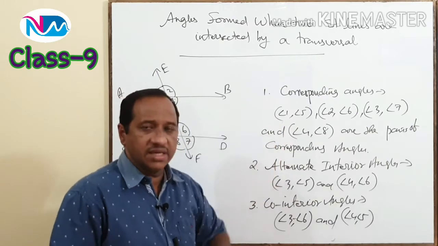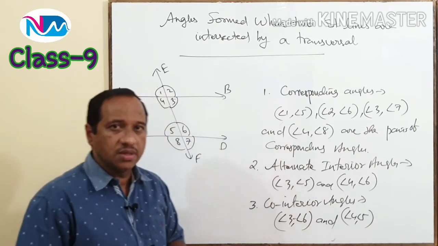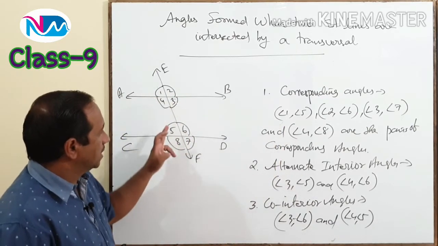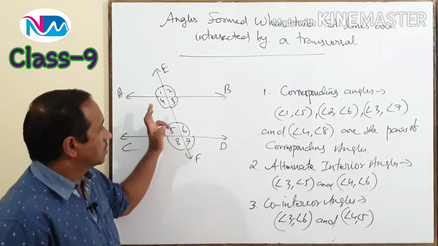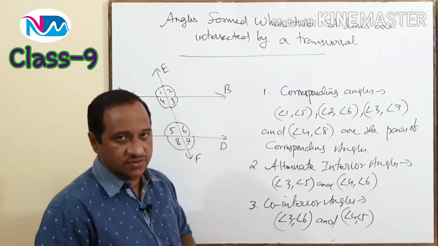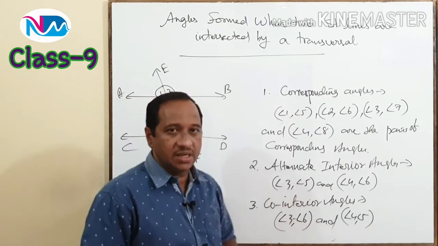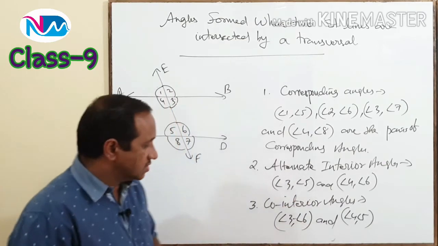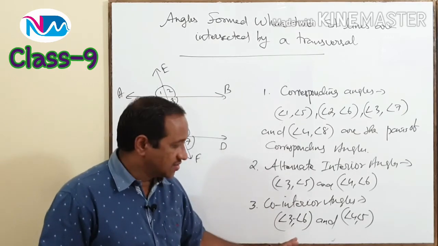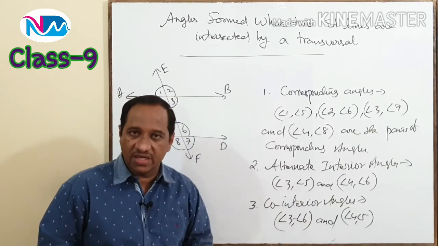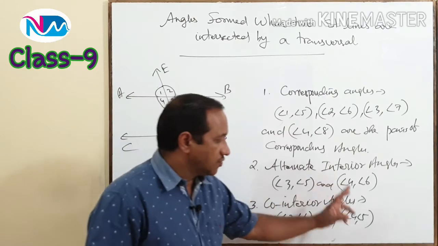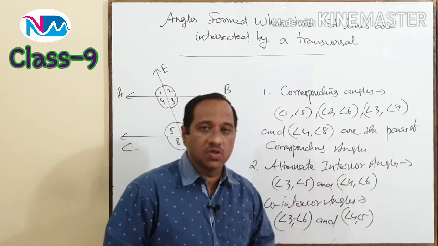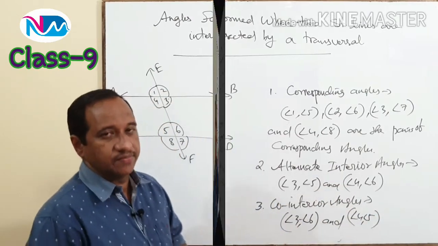Similarly, alternate interior angles also will be equal. That is, angle 3 will be equal to angle 5 and angle 4 will be equal to angle 6. Now, co-interior angles or allied angles will be supplementary. That means the sum of angle 3 and angle 6 will be 180. Similarly, angle 4 plus angle 5 also will be equal to 180.